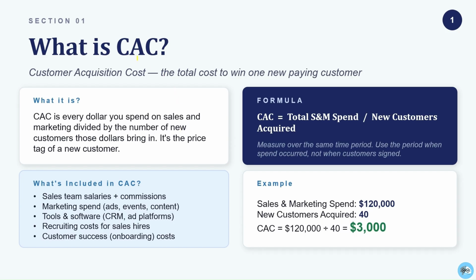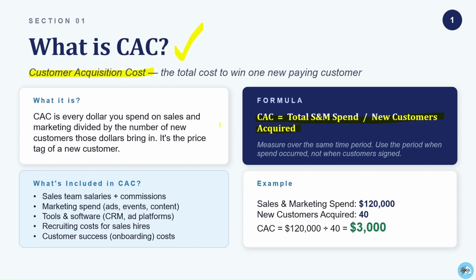First of all, we need to understand what is CAC. CAC is customer acquisition cost, that is the total cost to win one new paying customer. So, in simple terms, you can say that CAC is every dollar you spend on sales and marketing divided by the number of new customers. So, basically, you're trying to figure out how much you have spent to acquire one customer. The formula for this is CAC is equal to total S&M spend divided by new customers acquired.